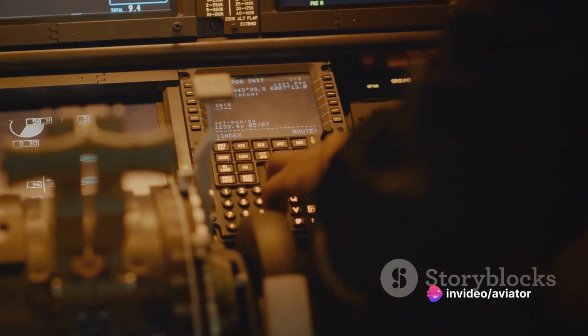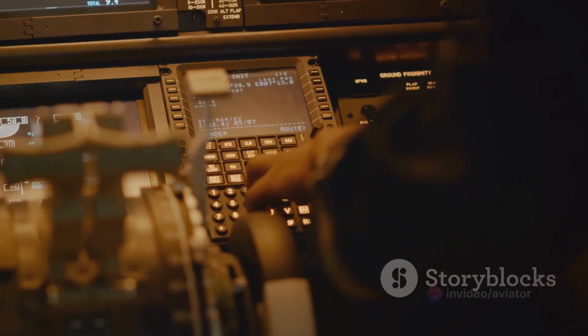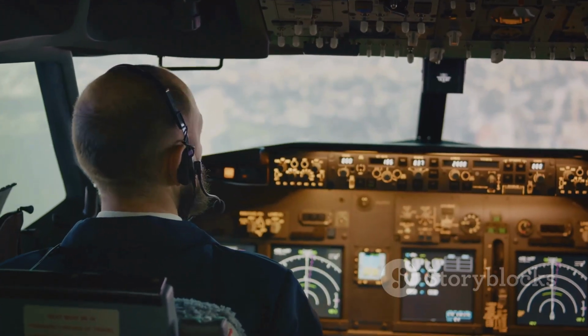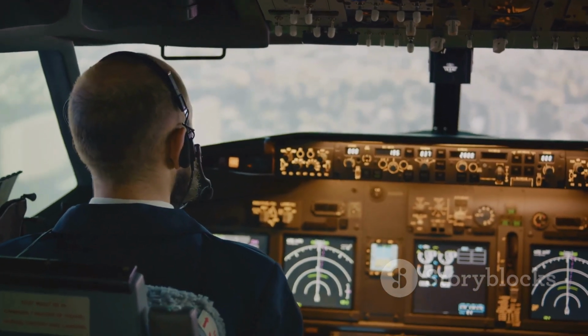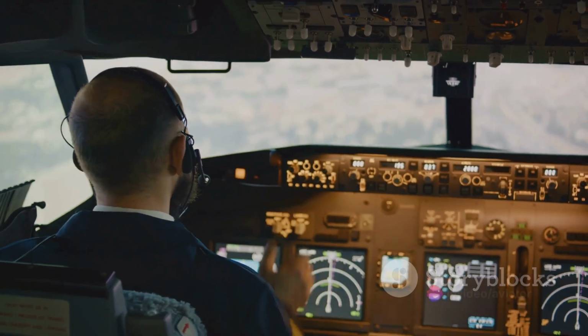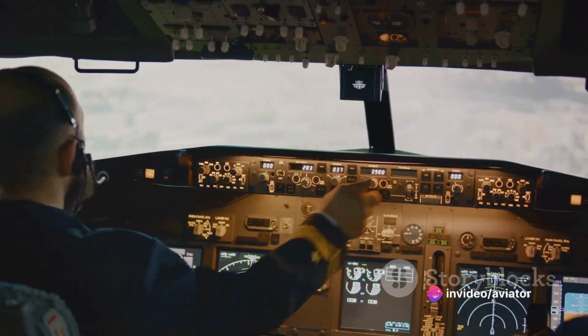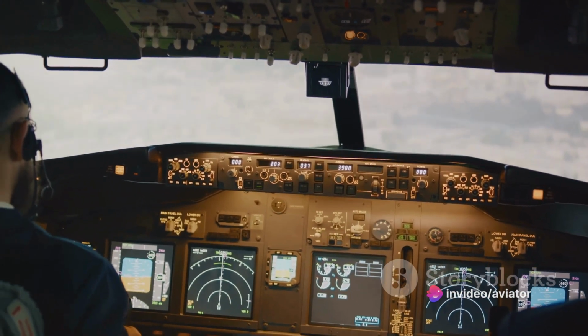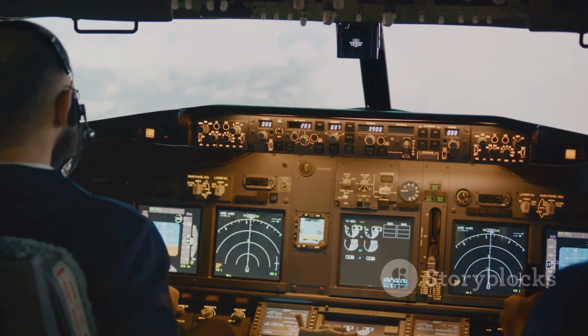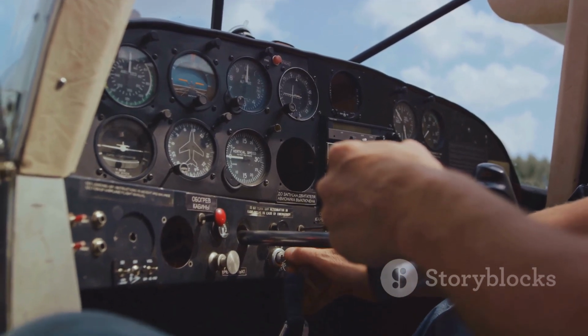Let's start with the altimeter. This instrument measures the aircraft's altitude or height above sea level. It's a pressure-sensitive device, responding to changes in atmospheric pressure as the aircraft ascends or descends. For a pilot, understanding the altitude is essential for maintaining a safe flight level, avoiding obstacles, and preparing for landing.